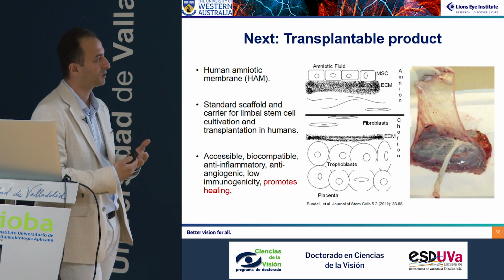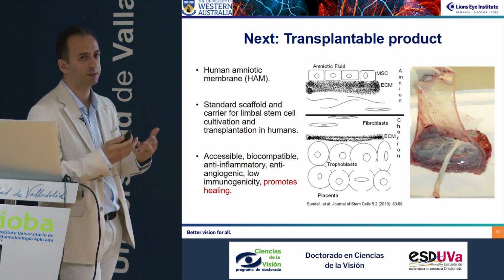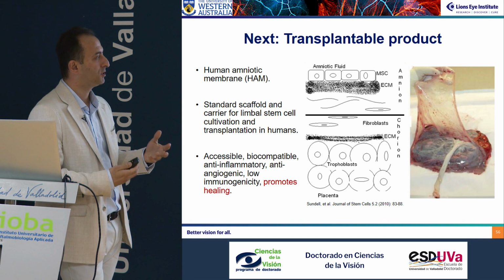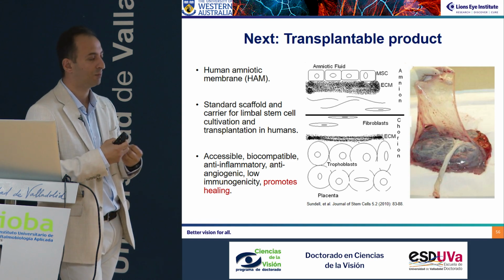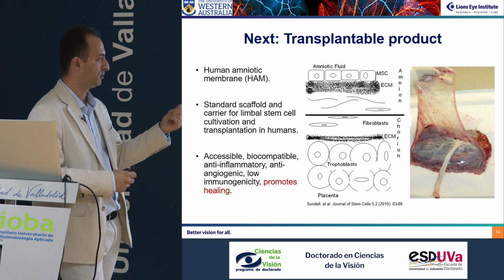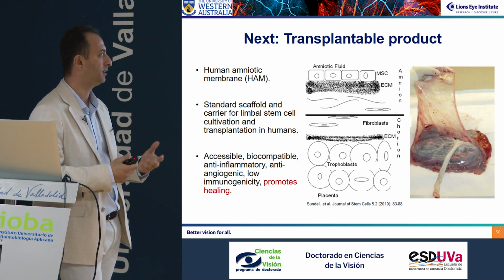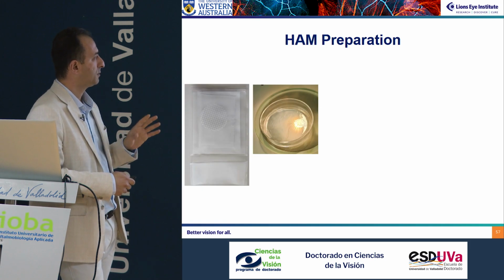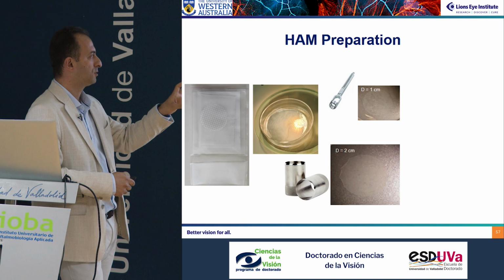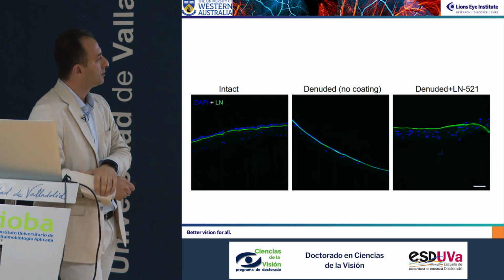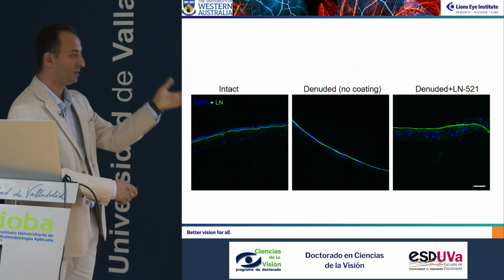So in our experience, amniotic membrane can also act as a niche. As I mentioned in the beginning, that niche is also important for supporting limbal stem cell proliferation. So human amniotic membrane can play that role for us. So we got the amniotic membranes, we cut them into smaller pieces depending on the culture well that we wanted to use, and we removed the epithelium. And then we started the experiments.